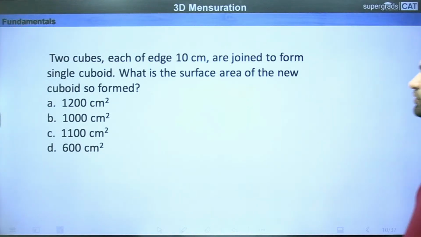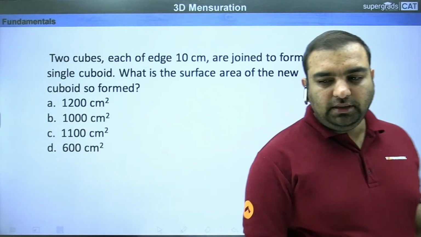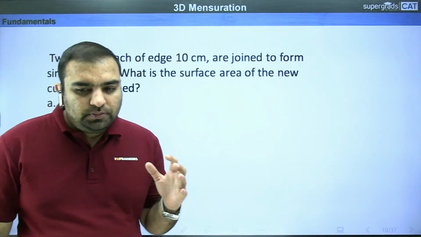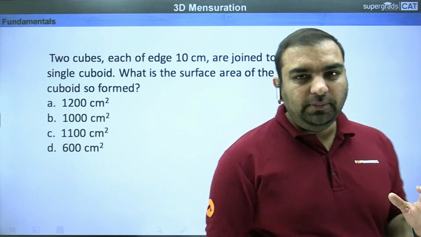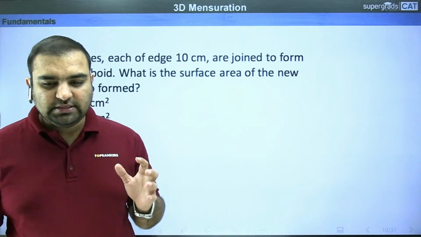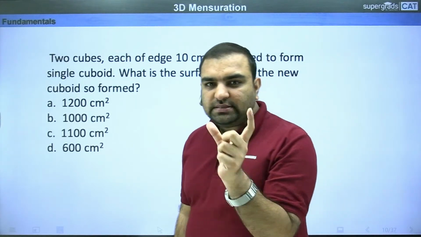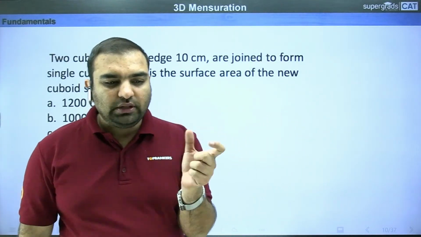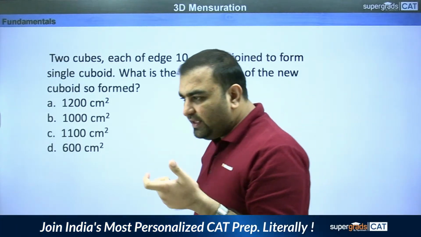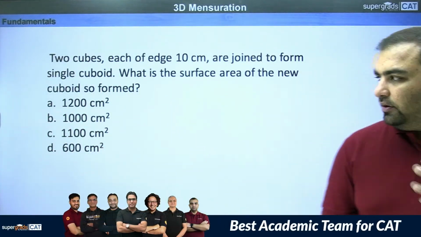Okay, this is looking cool. कि दो क्यूब हैं, each of side 10 centimeter are joined to form a single cuboid. What is the surface area of the new cuboid so formed? सिर्फ सरफेस एरिया लिखा गया है तो वी विल कंसिडर इट एज अ टोटल सरफेस एरिया ओनली.